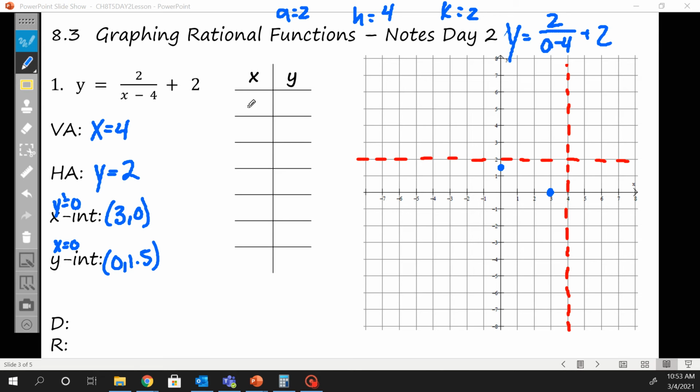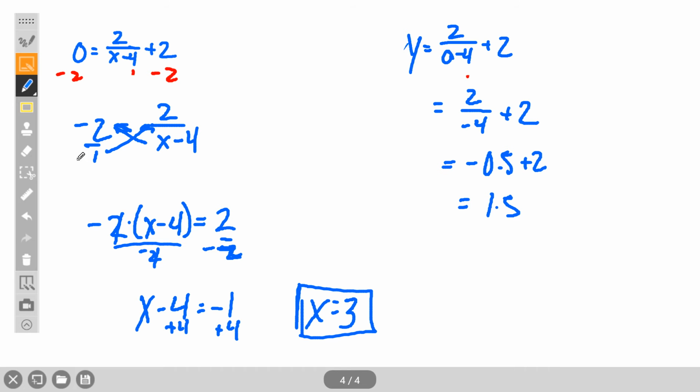Okay, so for our table, our vertical asymptote will be right here, 4. It doesn't have an output because it's on the dotted line. But we want 3 to the left and 3 to the right of that. So 3, 2, and 1 are to the left of that. 5, 6, and 7 are to the right of that. We're going to have to plug all of these values in to find all of our points.